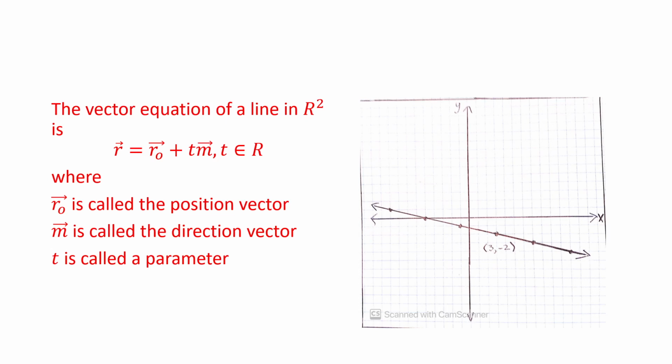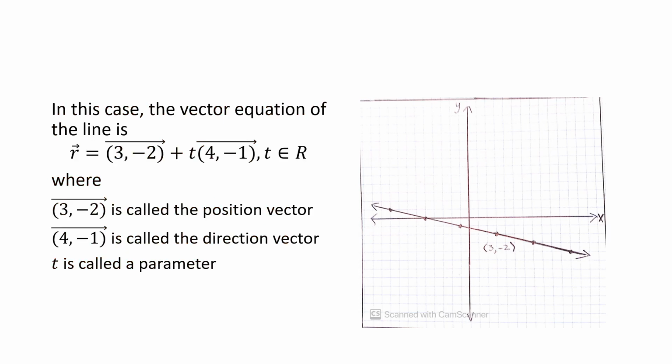The vector equation of a line in R2 is r equals r naught plus tm, where t is an element of the reals, where r naught is called the position vector, m is called the direction vector, t is called a parameter. And so in this case, the vector equation of the line is r equals 3, negative 2 plus t times 4, negative 1. t is an element of the reals, where 3, negative 2 is called the position vector, 4, negative 1 is called the direction vector, t is called a parameter, and t will take on every real number possible to then give us an infinitely long line in both directions.